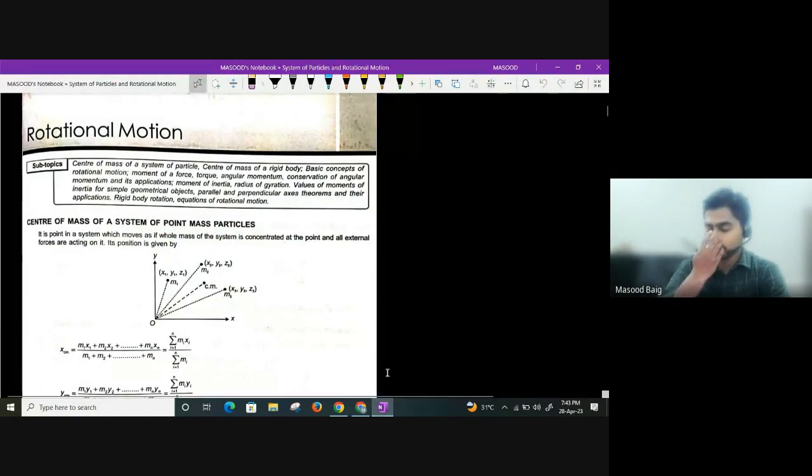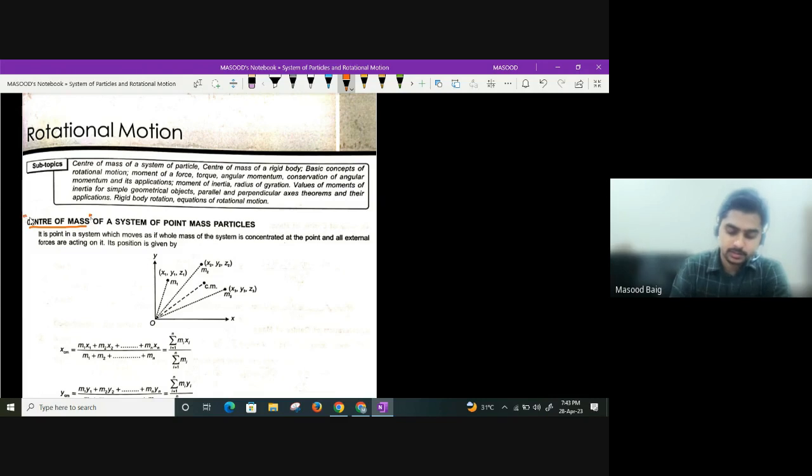Right. So we will be dealing with system of particles and rotational motion. In that, the first and foremost important topic is center of mass, guys. So what is center of mass? Basically, it is a certain point where the entire mass of the system can be concentrated.